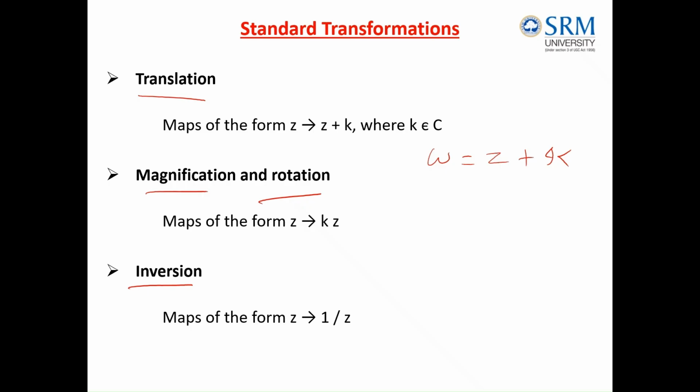Then next comes magnification and rotation. Here the transformation is w equal to k into z. So if k is real, you will get a magnified image. If k is imaginary, you will get an image with a rotation. Next is inversion. The mapping is defined as w equal to 1 by z. So we are going to see the transformations one by one with a few examples.